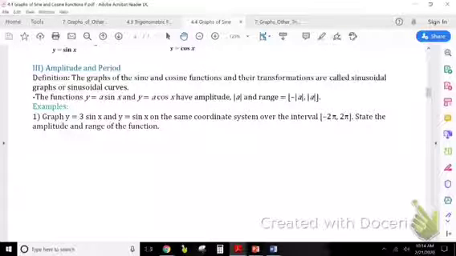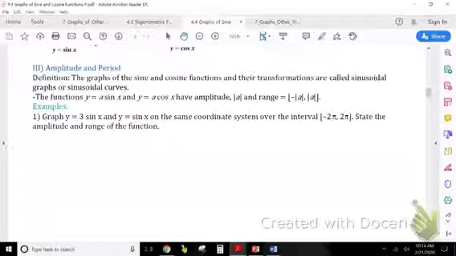So 4.4 part 3 talks about amplitude and period. And so it tells us here the graphs of sine and cosine functions and their transformations are called sinusoidal graphs or sinusoidal curves. So if you see them say that it's sinusoidal, that doesn't mean you're using sine necessarily, okay? It could be cosine as well.